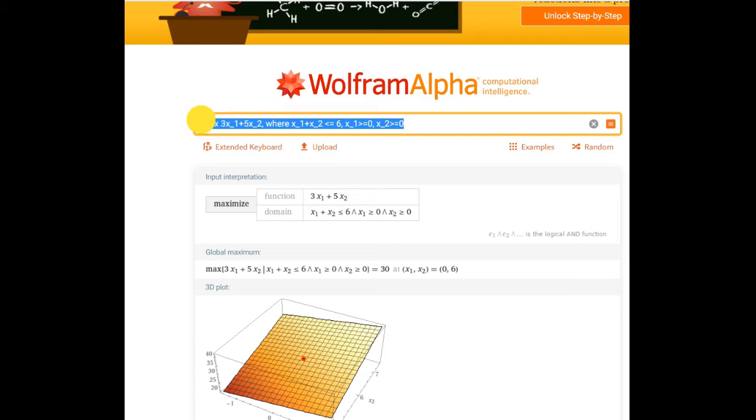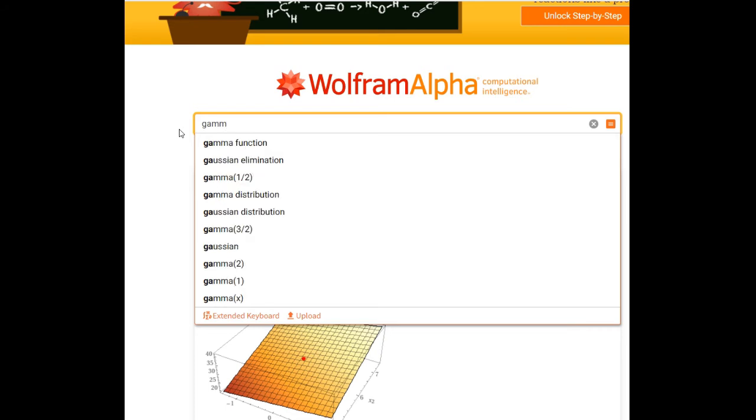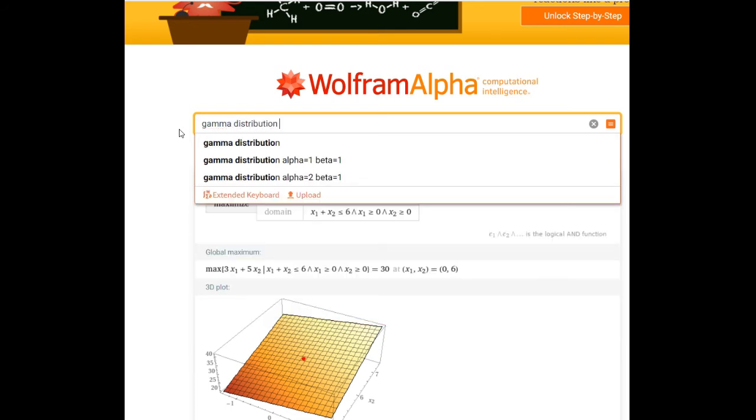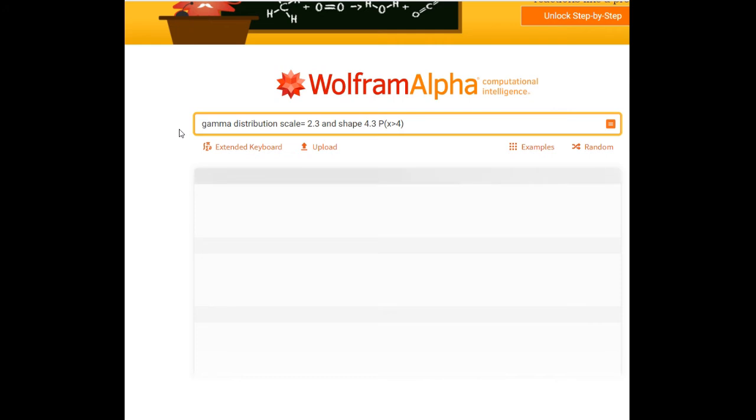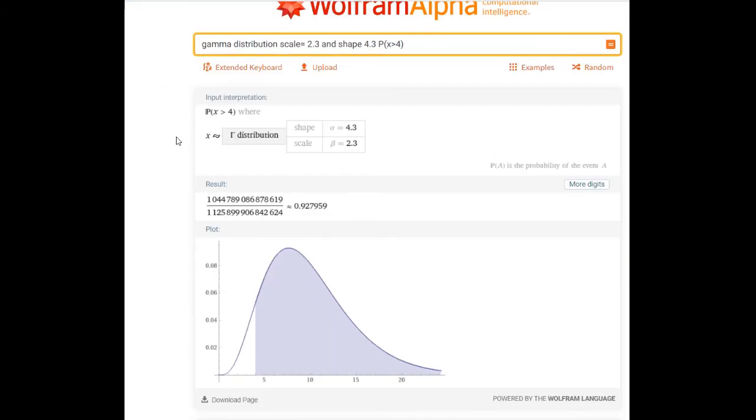Now the second example is about probability. You can find probability if you're dealing with normal or gamma or whatever distribution. Let's use the gamma distribution because it's not that famous. It's very complex. Gamma distribution, scale equals 2.3 or 2.23 and shape 4.3 with a probability of x larger than 4. Okay, so this is the distribution and it gives us the probability which is larger than 4 and it's 0.92.